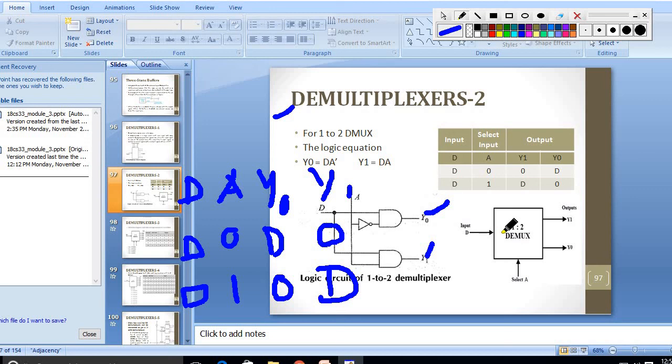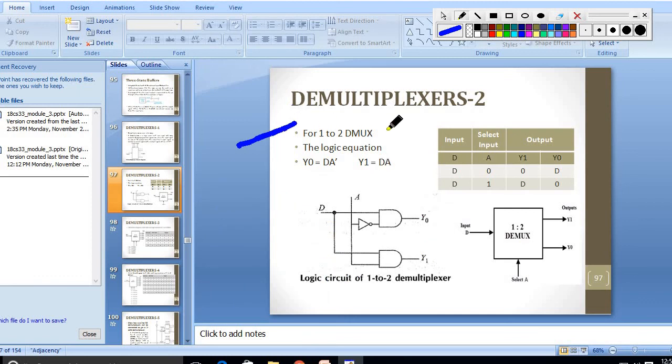Okay, this is exactly your demultiplexer. And for this demultiplexer, y0 is D A bar and y1 is D A, so you have to write the logic diagram of this. For that, D is the direct input, and for A bar I require one inverter. So if the input is A, here it is A bar, and on this side D and A give Y1.